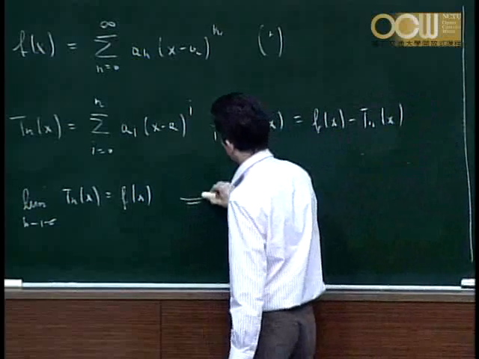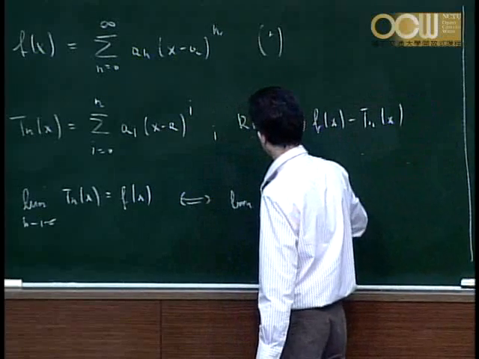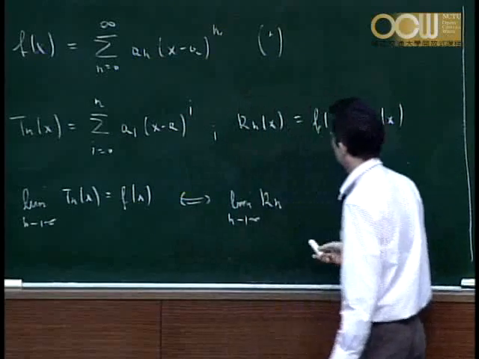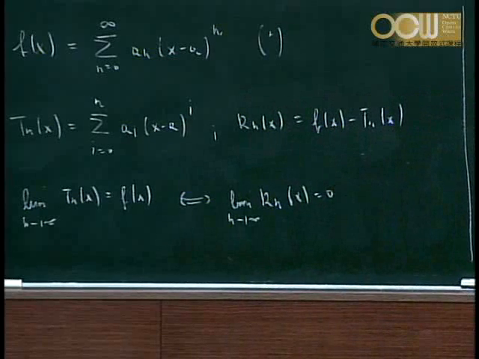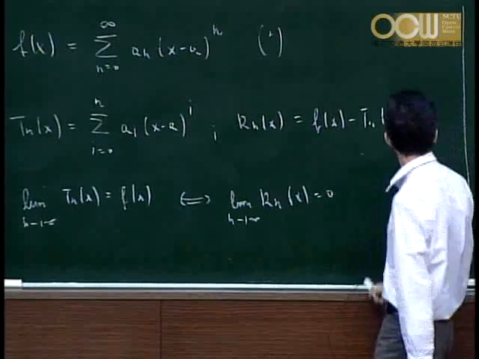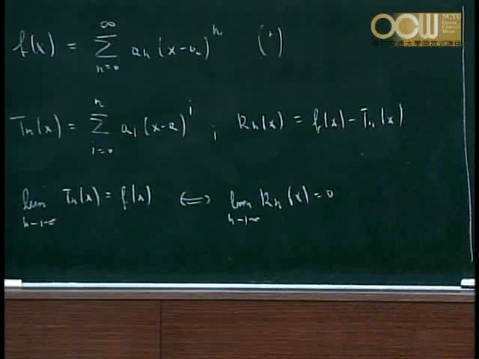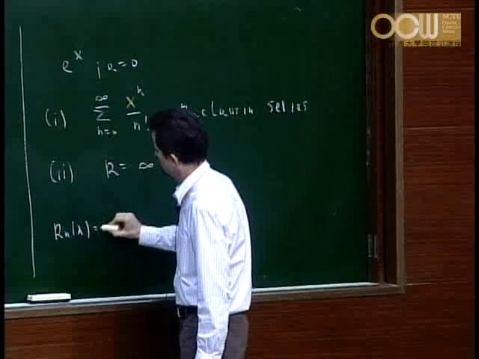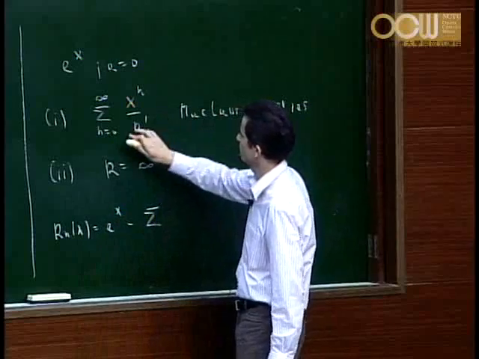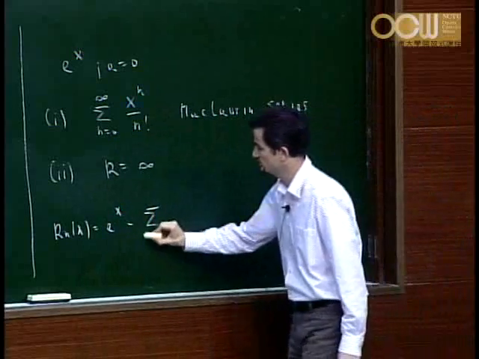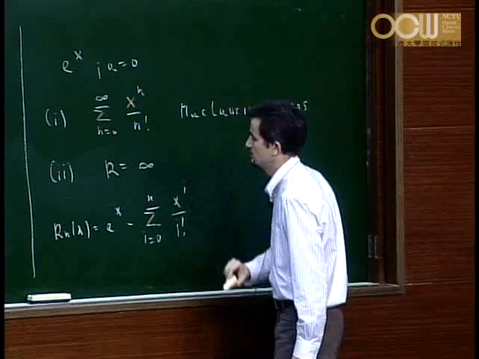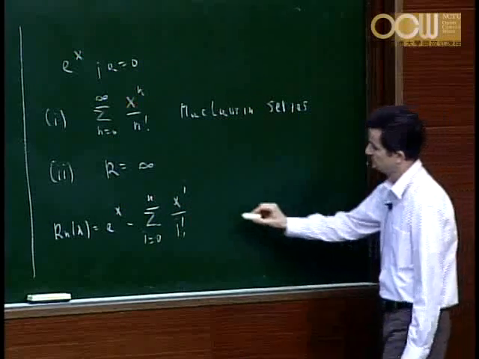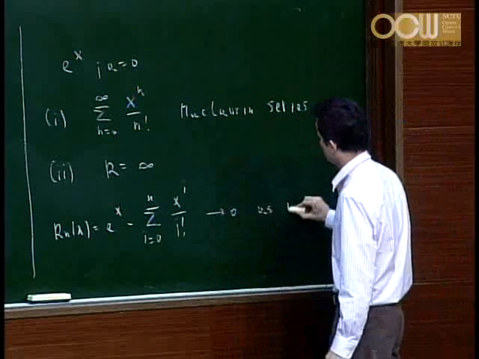Okay, and then what we have to prove is that the error, as a function of x, is 0 as n tends to infinity. So for instance, for this example here, if we define the error Rn of x as e to the x minus, taking from the Maclaurin series the first n plus 1 terms, the sum from i equals 0 to n of x to the i over i factorial, then we have to prove that this error here tends to 0 as n tends to infinity.